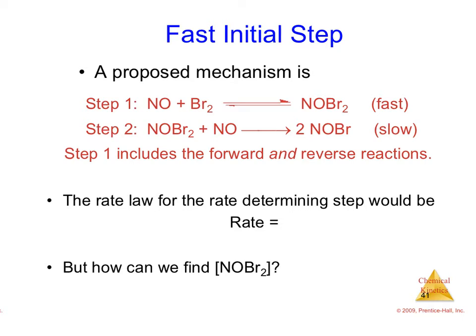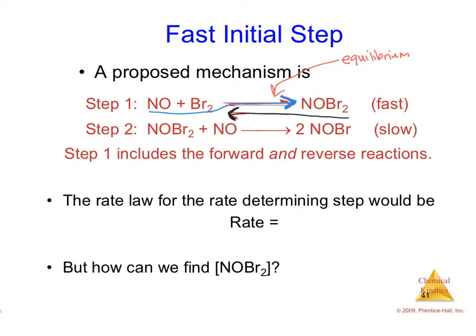The proposed mechanism, step 1: NO plus Br2 in equilibrium. A better way to draw these arrows is really a full arrow in the forward direction and a full arrow in the reverse. These are referred to as equilibrium arrows. What that just means is that you have a reaction going in the forward direction, and you also have a reaction going in the reverse direction.